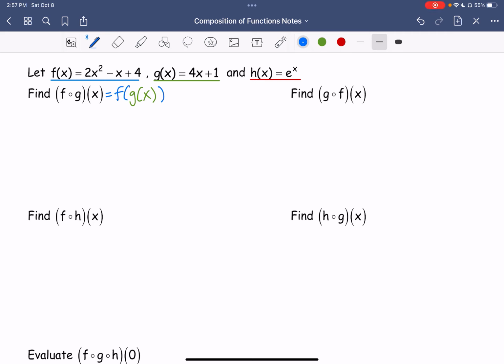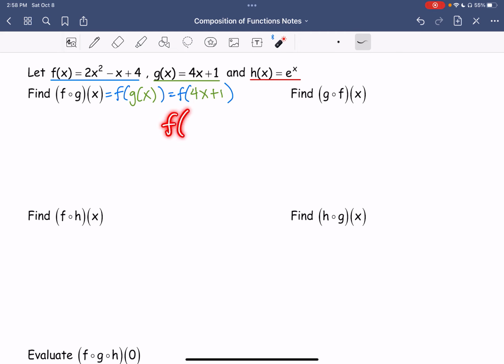So in the middle, I see g of x, and I know the equation for g of x is 4x plus 1. So I'm going to rewrite this and put 4x plus 1 instead of g of x, because g of x is equal to 4x plus 1. All right. Now, behind this is always f of x. You always have f of x, which represents the x values, in front.